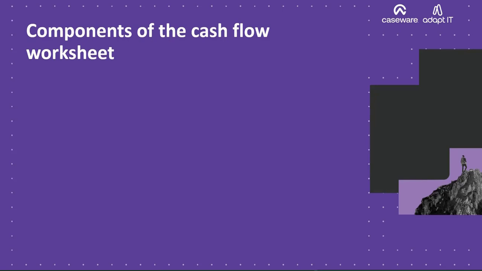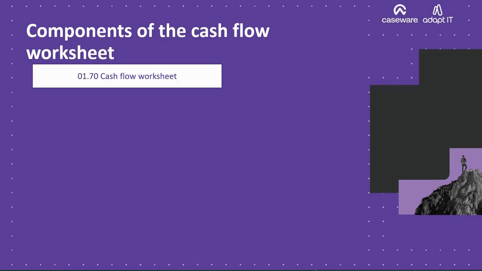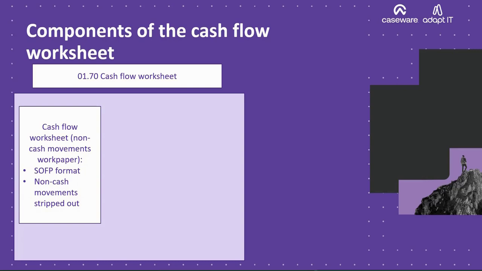Before we launch into the demo, I would like to explain how it all fits together. The cash flow worksheet is document 0170 on the document manager. The worksheet is made up of 5 components. The first part is a cash flow worksheet or the non-cash movements workpaper. It could also be considered as a statement of financial position workpaper because it is set up in the format of a statement of financial position. In this part of the workpaper, all the non-cash movements are stripped out on a line-by-line basis to retain only the cash movements for each line item on the statement of financial position.